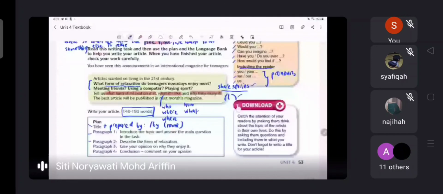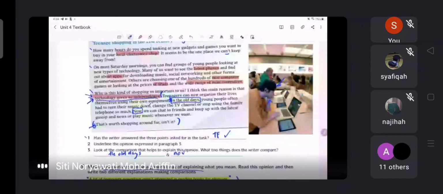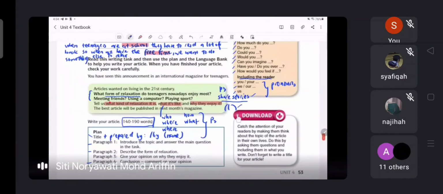Second paragraph you describe ni lah. You describe the form of relaxation. So this is paragraph 2. Give your opinion why they enjoy it. Yang ini paragraph 3. Okay, and then last one, conclusion. Comment on your opinion. Okay, so you can choose to follow. Kalau yang ini, the sample is only one sentence, or you can write a few, up to you. Okay, so it is your comment. Mungkin macam ni lah. Inilah sebab-sebabnya. You ulang balik. Kenapa? You can rewrite the reasons if you want to. Tapi paraphrase it. Tulis cara yang berbeza. Paraphrase reason also can.